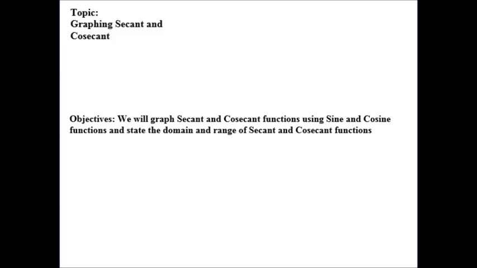Hello everybody and welcome to today's lesson on graphing secant and cosecant functions. So our objectives are we will graph secant and cosecant functions, and we will do that using the sine and cosine functions that we already know much better, and we will also state the domain and range of secant and cosecant functions. So let's get started.